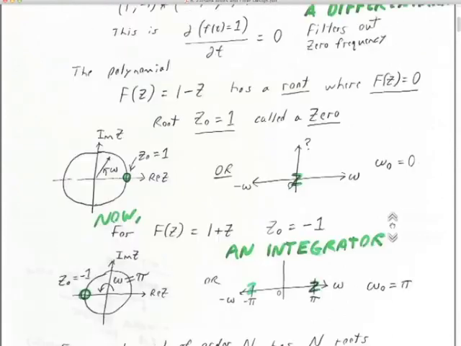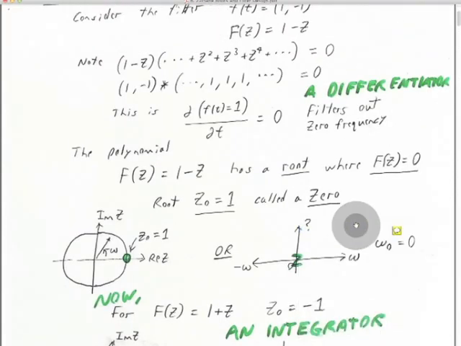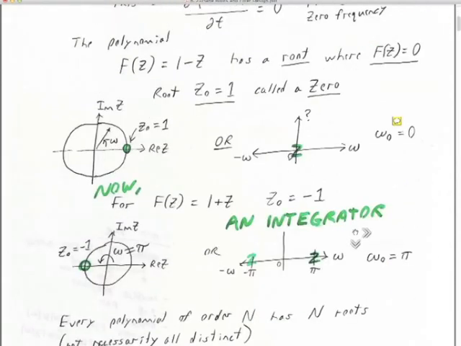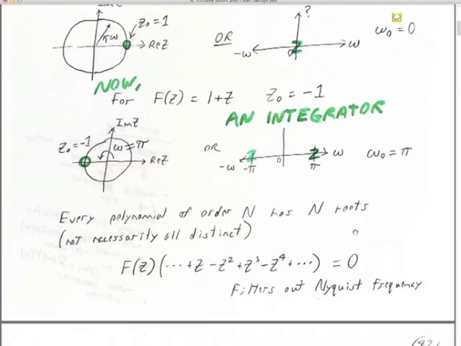So that's a complete Z-plane definition of this differentiator filter. All right. Well, you may be wondering, okay, I got a differentiator. Can I make an integrator? And you can. You can make a simple integrator, and its Z polynomial is 1 plus Z. And of course, this integrator has a root, where f of z is 0, which is at z naught equal to minus 1. And on the unit circle, that's found at omega equals pi. Okay, z 0 equals minus 1. It has no imaginary part.